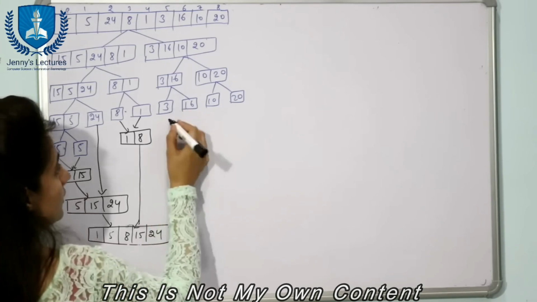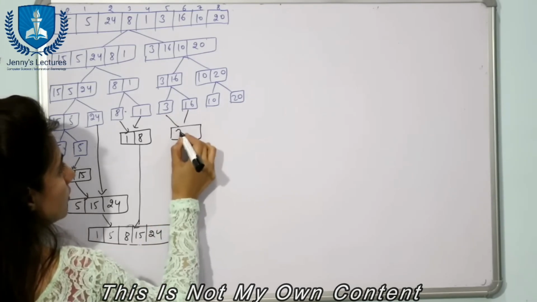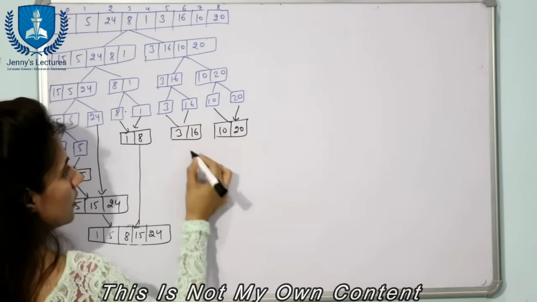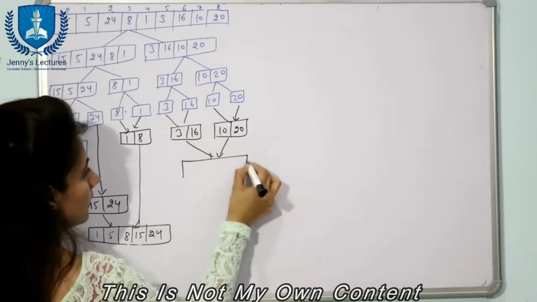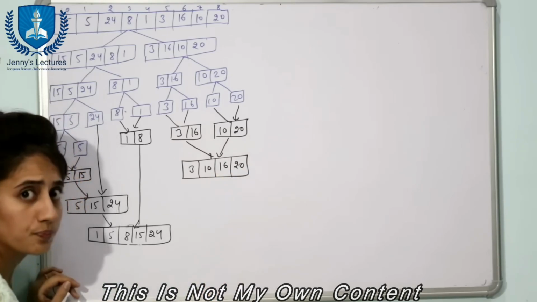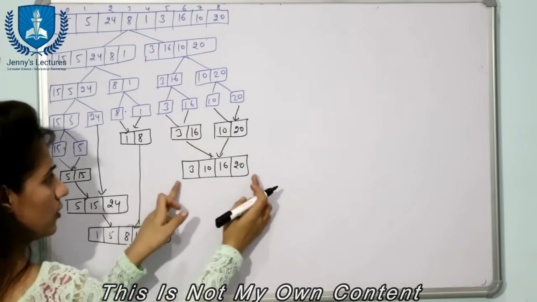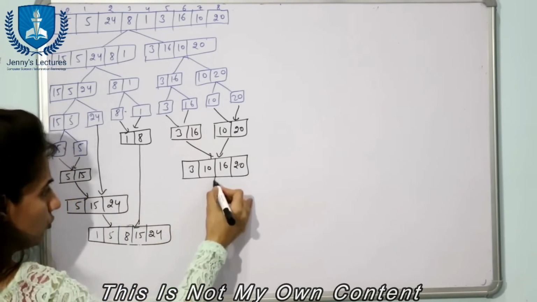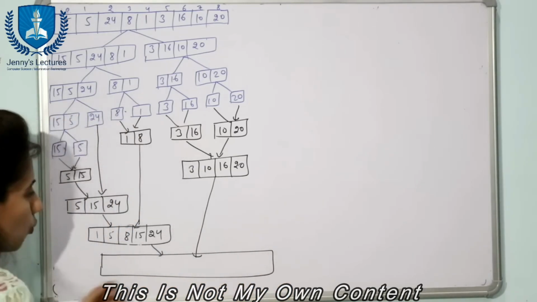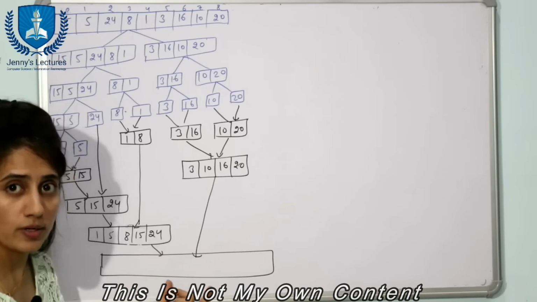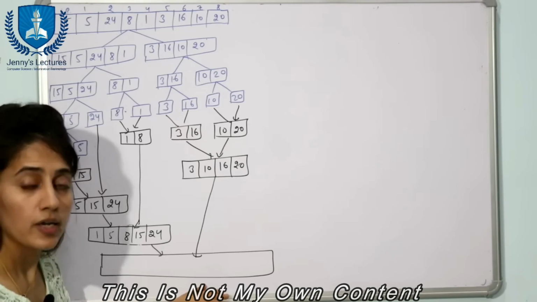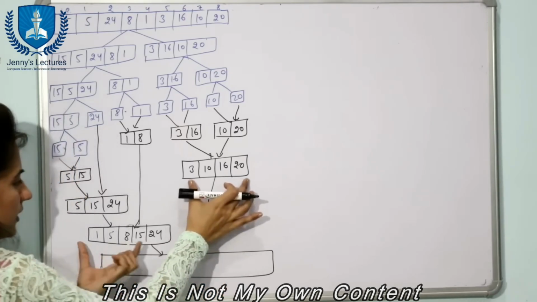Same here we have 3 and 16. Here after merging we will get 10 and 20. After merging of these two, what you will get? 3, 10, 16 and then 20. Now we have two halves. One is this one and one is this one. Now finally you are going to merge these two, and ultimately you will get one list that would be sorted. Fine. And then we will stop merging.